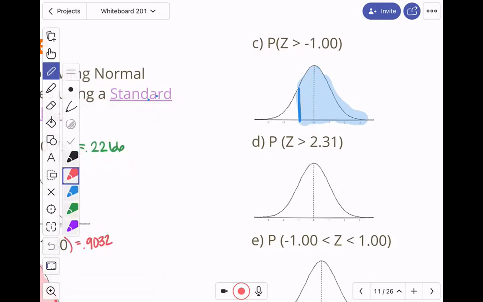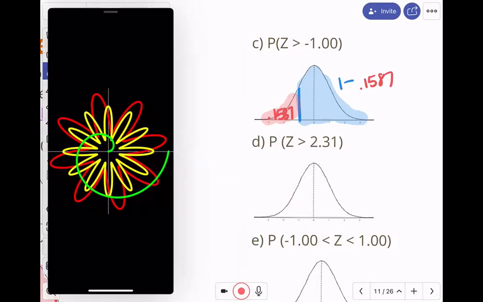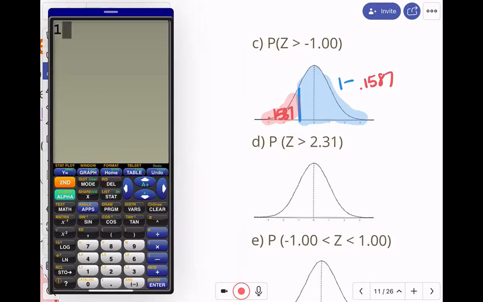Good, because that 0.1587 is this back here. This is the 0.1587 that you just calculated in the chart. If I want this right here, this is 1 minus 0.1587, because they have to add up to 1. So I do 1 minus 0.1587, and I get this right here, 0.8413.